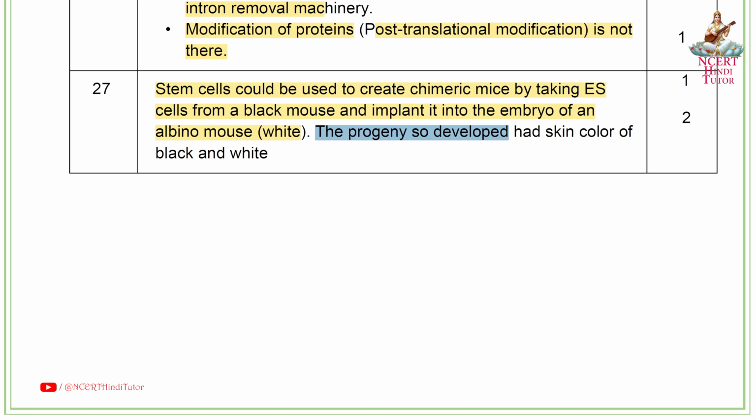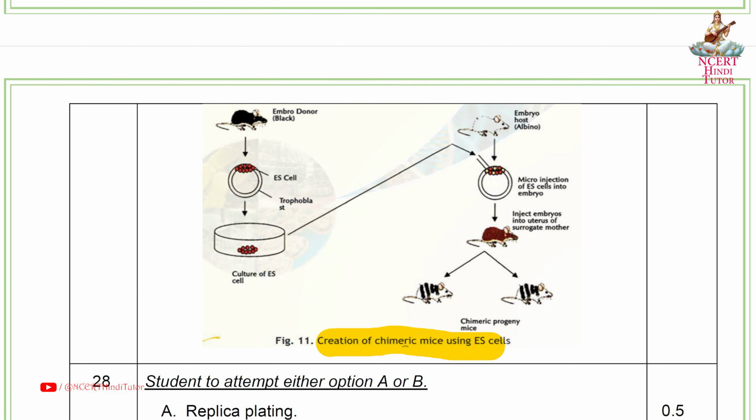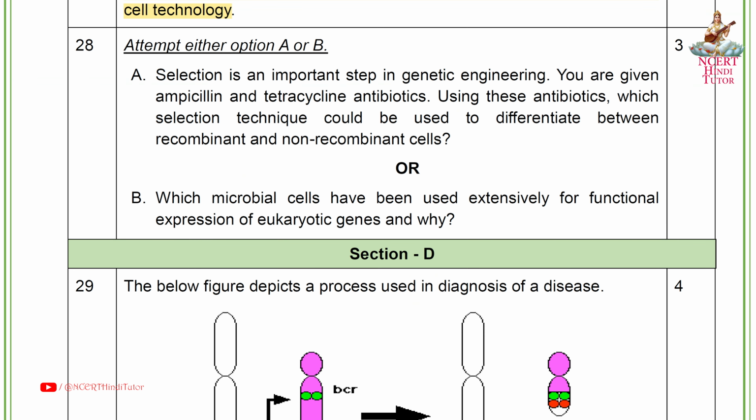The progeny so developed had skin color of black and white. Creation of chimeric mice using ES cells. Embryo donor black, ES cells, trophoblast, culture of ES cell. Embryo host albino, microinjection of ES cells into embryo, inject embryos into uterus of surrogate mother. Chimeric progeny mice.